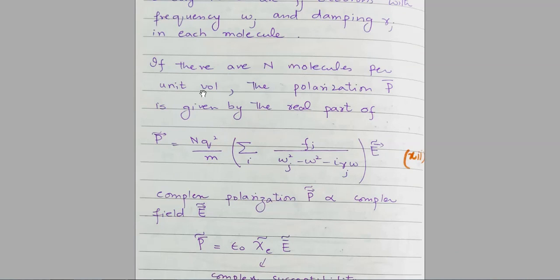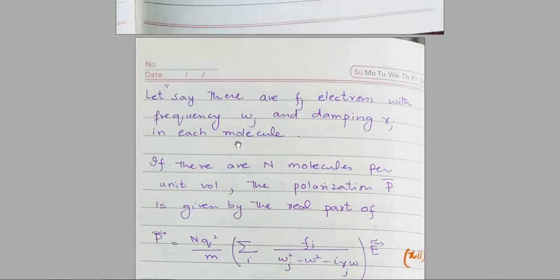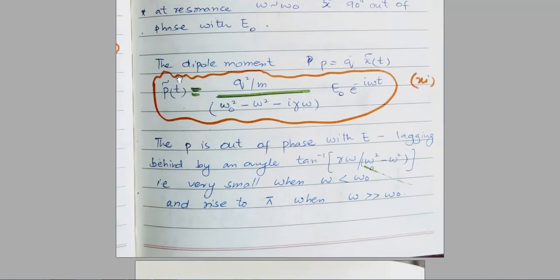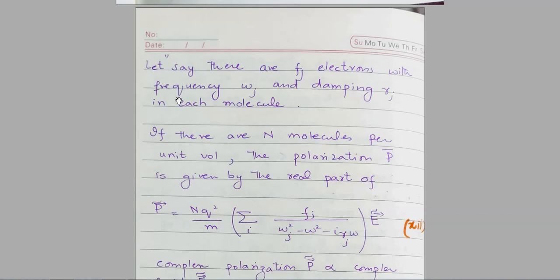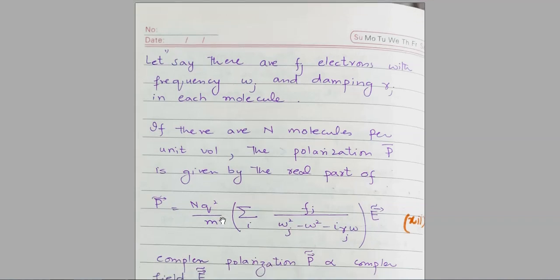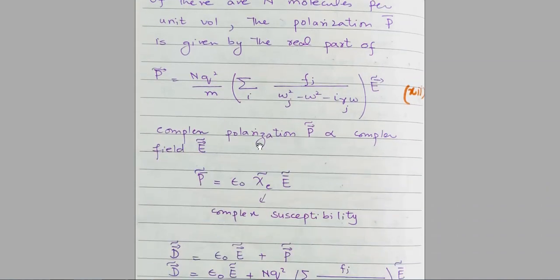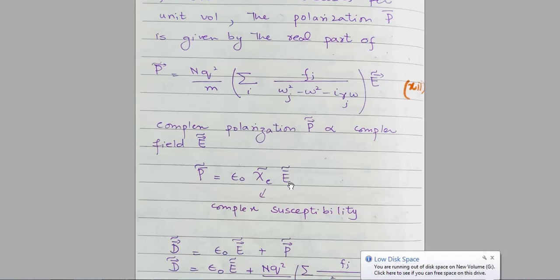If there are n molecules per unit volume, the polarization is given by the real part of this. Here you have found the dipole moment, and to find the polarization you have to consider n molecules per unit volume, and this is the real part of the polarization. Complex polarization is proportional to complex electric field. Here we have written the complex polarization, and it is proportional to the complex susceptibility and the complex electric field.